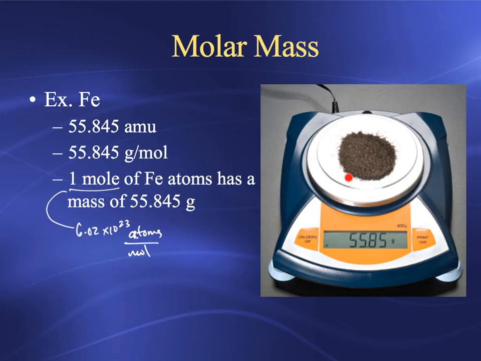Over here on the right, there's a watch glass that they would have zeroed the scale on, and they've put 55.85 grams of iron on the scale. That's approximately what 1 mole of iron atoms would look like. So now you have a relative idea about the size of things, at least when it comes to metals and how much space they take up. But this is 1 mole. That's roughly this many atoms right there.